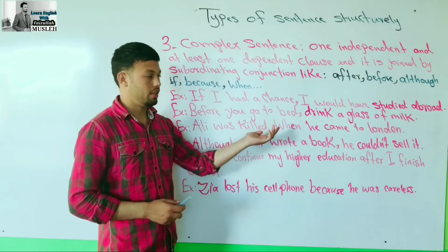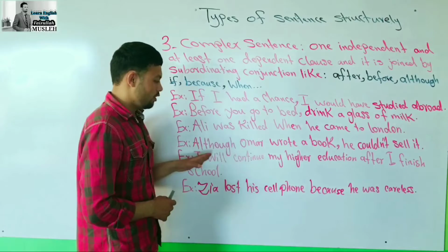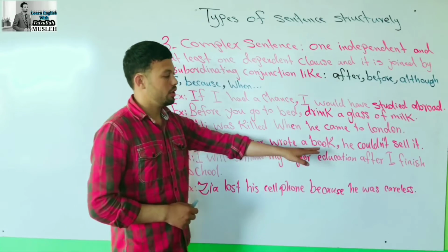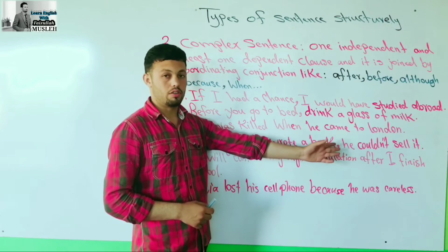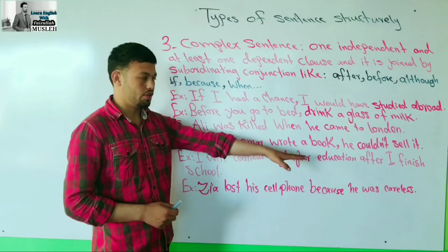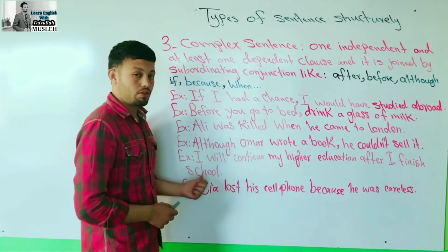Ali was killed when he came to London. Although Umar wrote a book, he couldn't sell it. I will continue my higher education after I finish school.